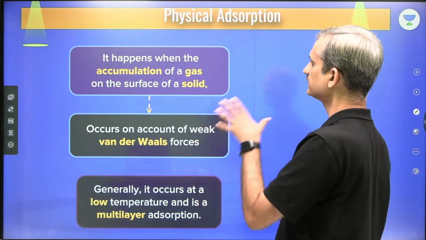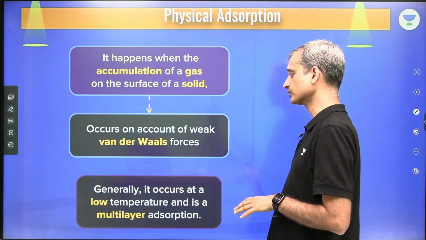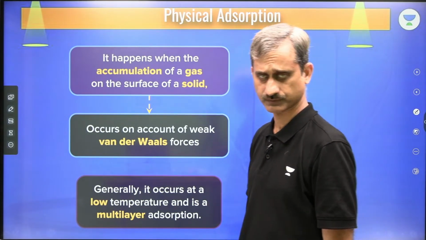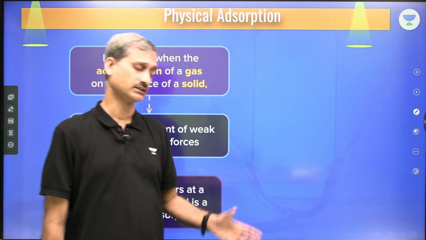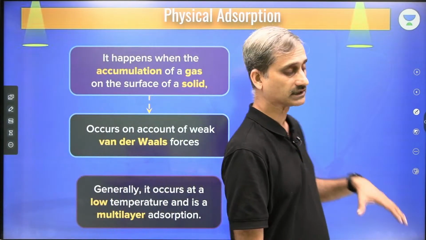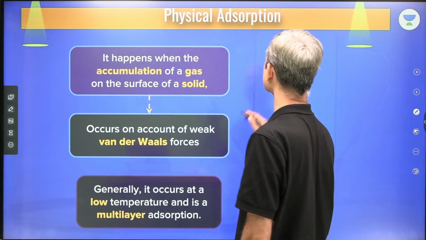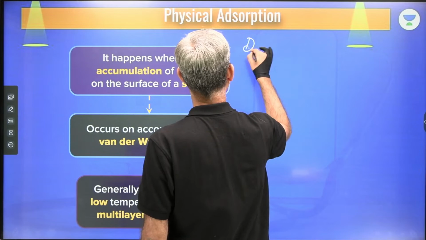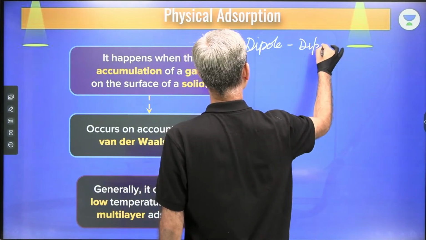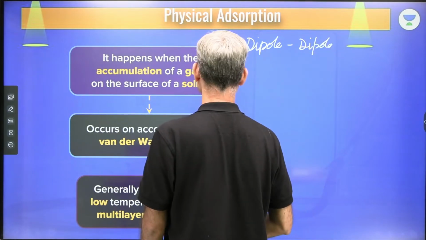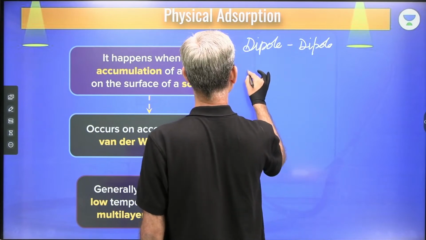Now, what exactly is the difference between the two? Physical adsorption is when the accumulation of the gas on the surface of a solid occurs on account of weak van der Waals forces. Now, these are the dispersion forces. These are much weaker than the intermolecular or interatomic forces. So, that is what we have as weak van der Waals forces. Weak van der Waals forces could be the dipole interaction.